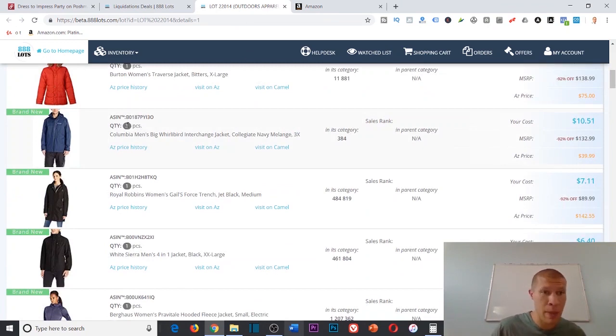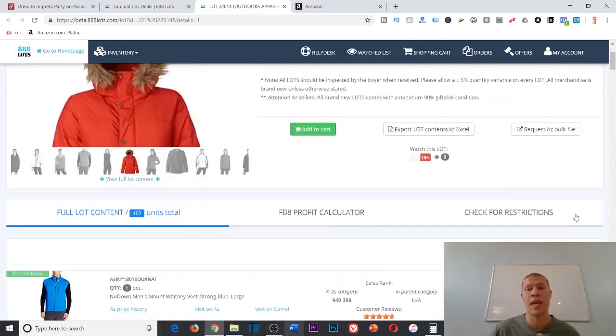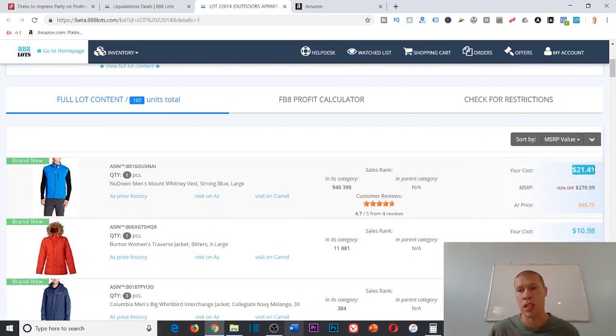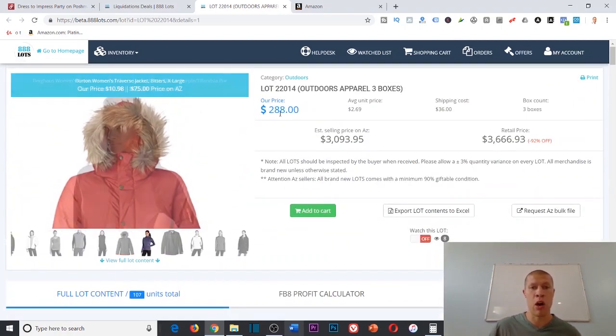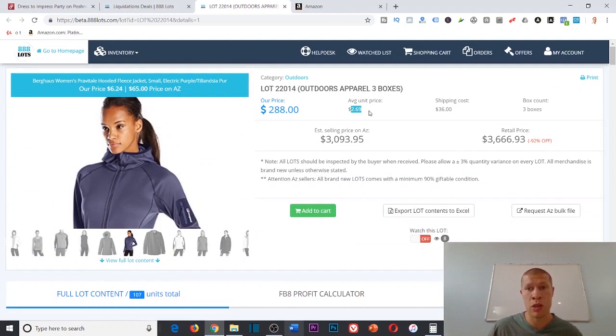So all I really need to find in all these items, and you get all the information right here: how many pieces, so how much quantity, what they're ranked in the categories, so you can do some research, right? What they sell for on Amazon, what you're paying for them, and obviously you can't individually buy these, so the cost to you doesn't really matter. What you care about is the cost per unit up here, so the average unit price and your total price and how many units are coming in the box, right?